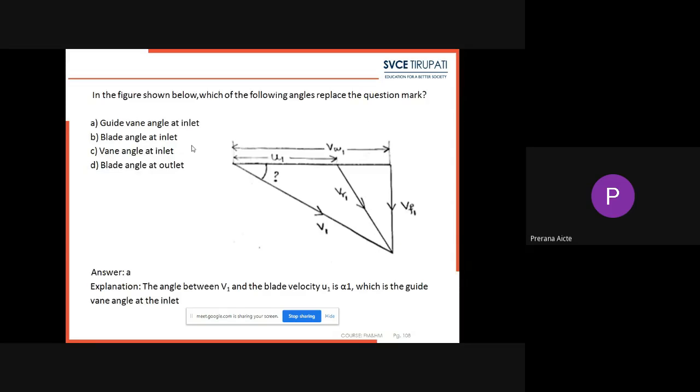Next one, in the figure shown below, which of the following angles replaces the question mark? So we have the question mark at this place, and at this place the term is guide vane angle at inlet. So here we have all R as 1. So it is at inlet values, and at this portion we have the guide vane angle at inlet.